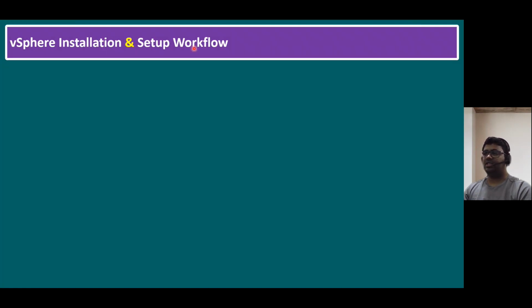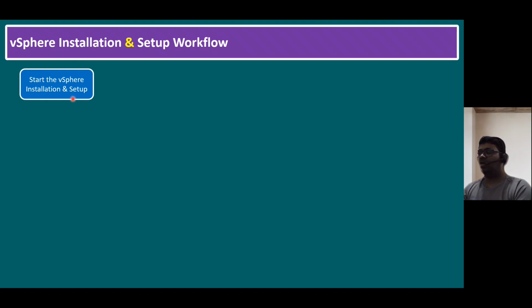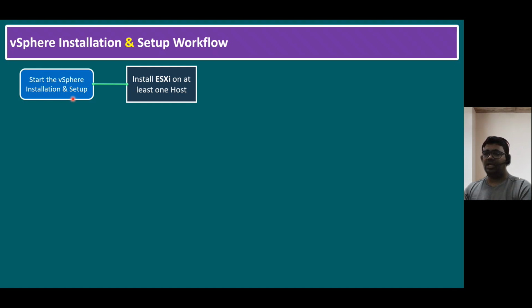vSphere installation and setup workflow. As we are aware, when we plan to install vSphere, first we start the vSphere installation and setup. That means we need to validate all the prerequisites and the hardware compatibility list before deploying the ESXi host and vCenter server. That is nothing but the initial plan, design, and deployment before we start the deployment. For the initial setup specific to vSphere, we install ESXi on at least one host. That is the first step.